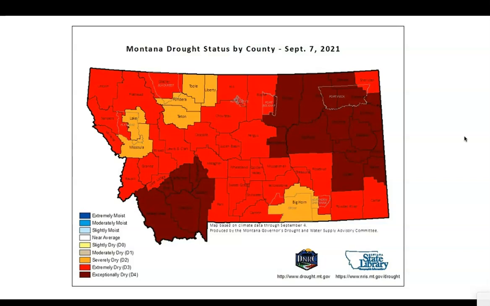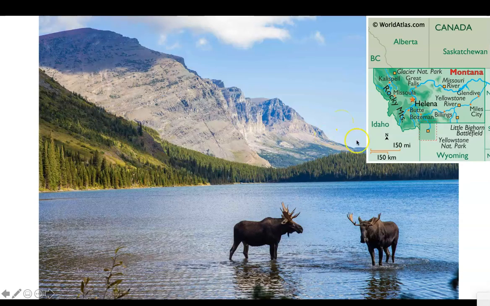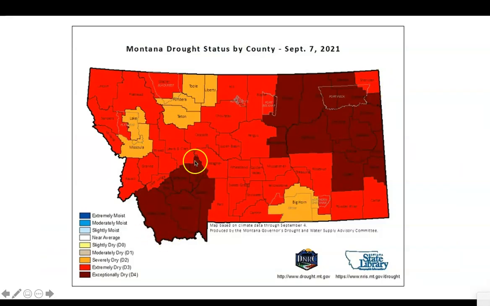Montana also facing a major drought. You see exceptionally dry over here. Where we're talking about the big forest lands. These two moose are probably over here somewhere in the Rockies. Well, how are the Rockies and how is this whole area doing? And you've got Yellowstone over here. Well, not very good. They're exceptionally dry, and everywhere else around them is pretty much extremely dry. And it's exceptionally dry over here as well.